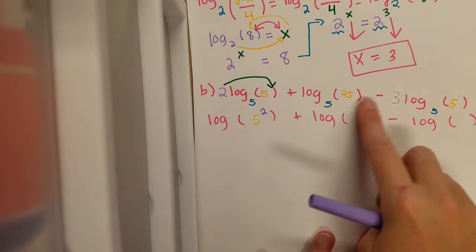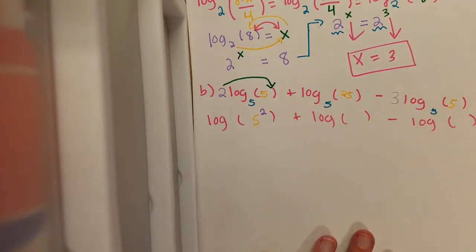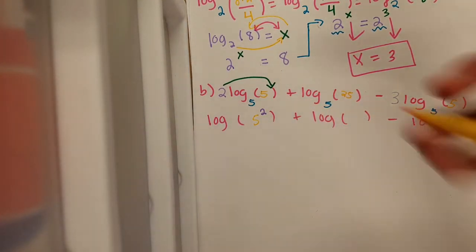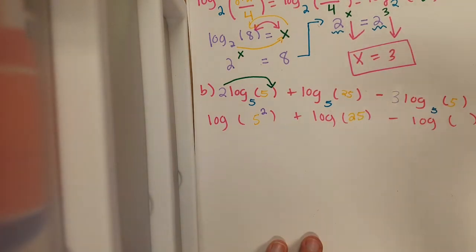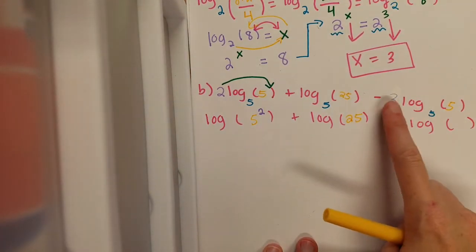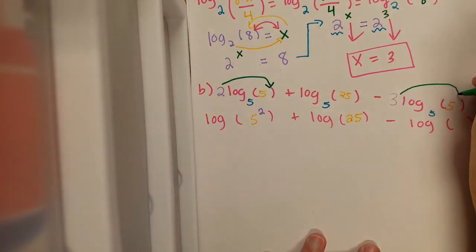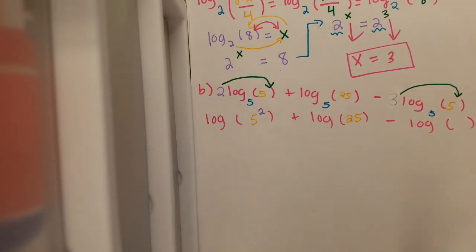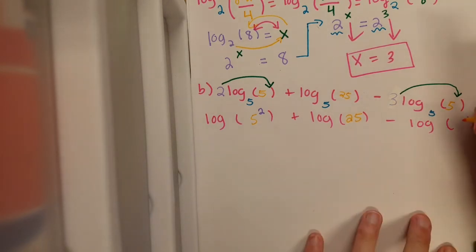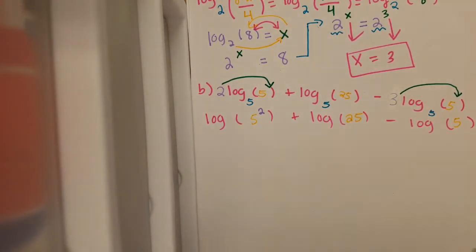Okay, this next one, I can just leave alone. There's nothing in front of the log. There's no power property to use. So I'm just going to leave it as 25. And this last one has a 3 in the front. So using the power rule, we're going to move that up to the exponent. So this will be 5 to the third power.